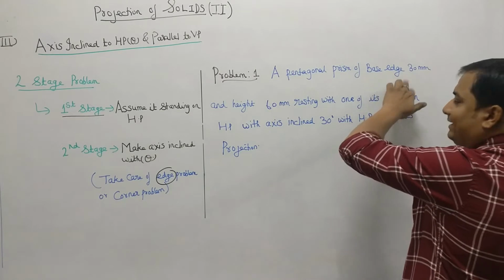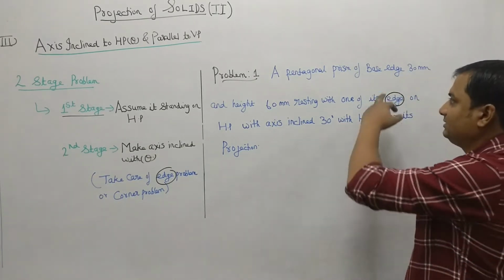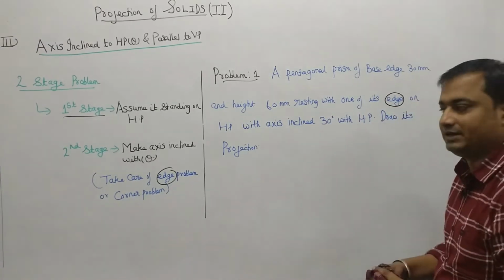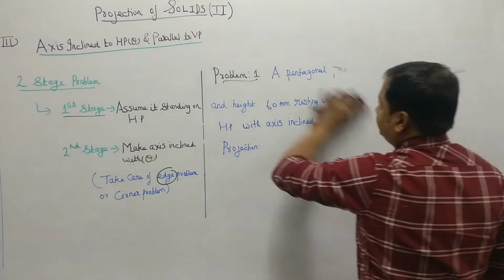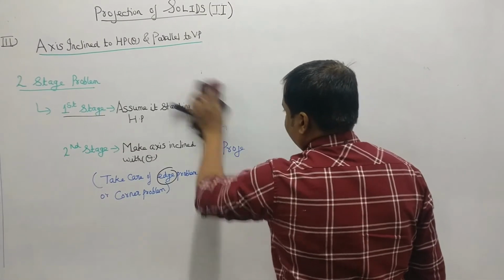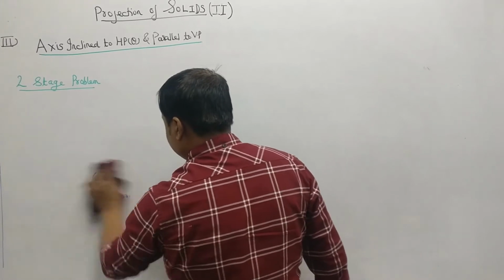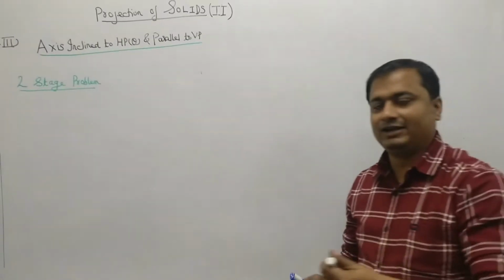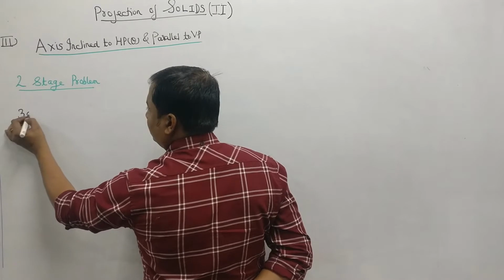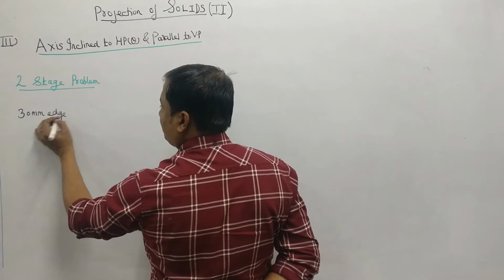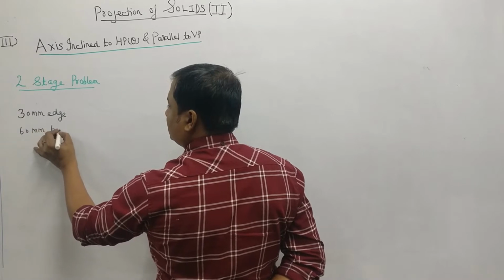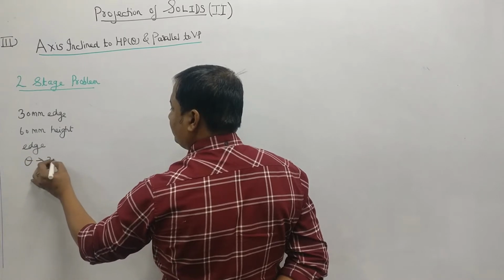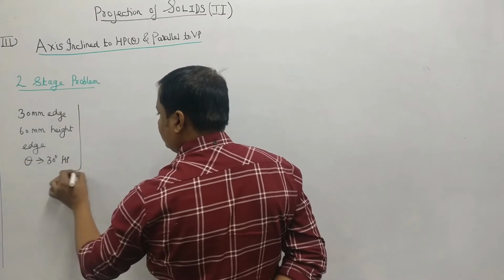So the problem says that the base edge is 30 mm. Okay, this is very important. Base edge 30, height is 60. It is the edge problem, and the axis is inclined 30 degrees, that is, theta is given as 30 degrees. So this is the two-stage problem. First we have to assume that it is standing on HP. The problem says that 30 mm is the edge, 60 mm is the height. The problem is of edge and the axis is inclined 30 degrees with the HP. So these are the data.